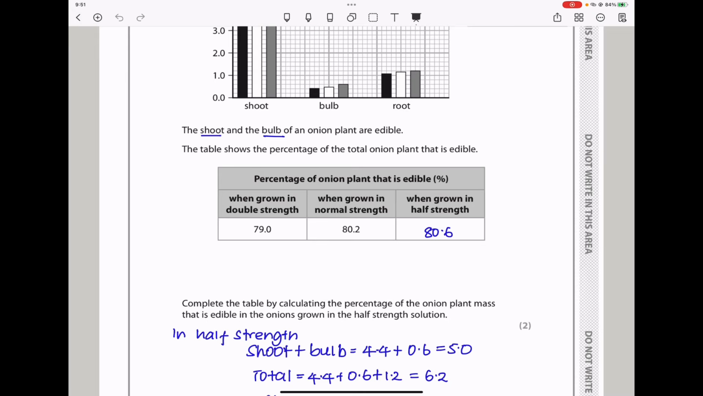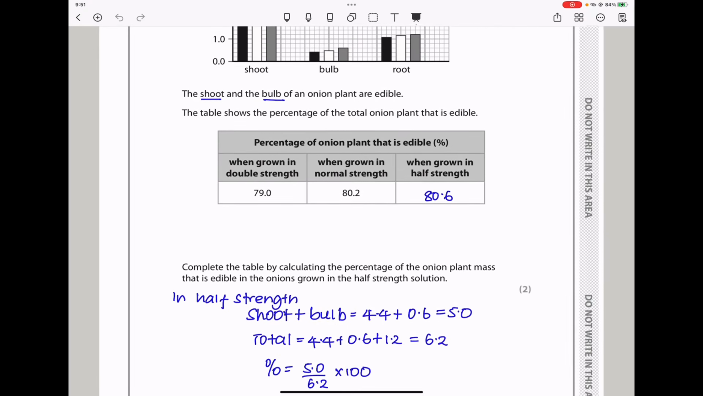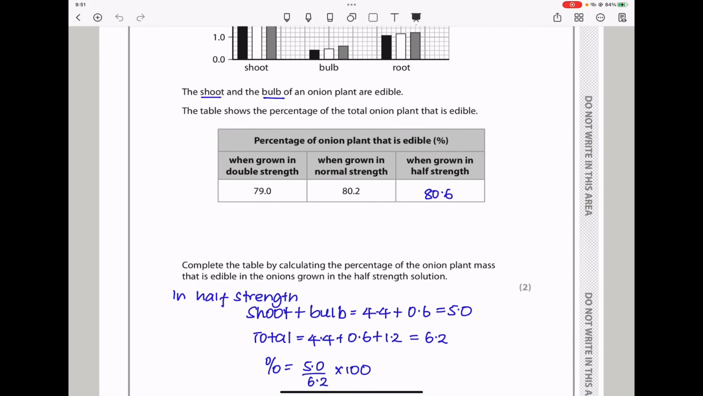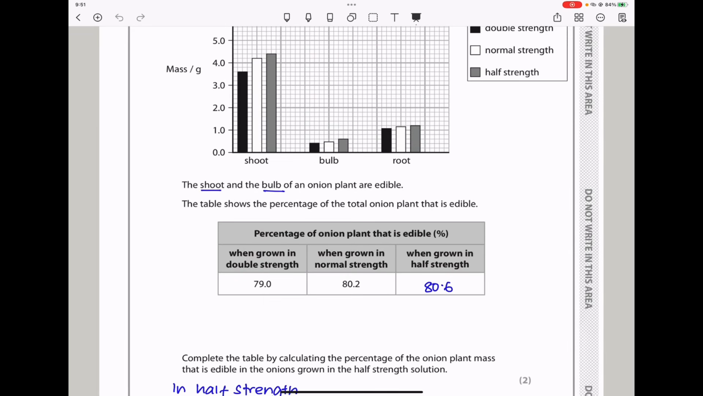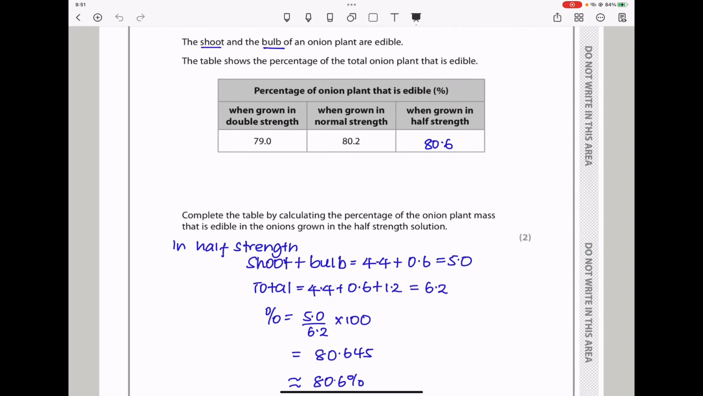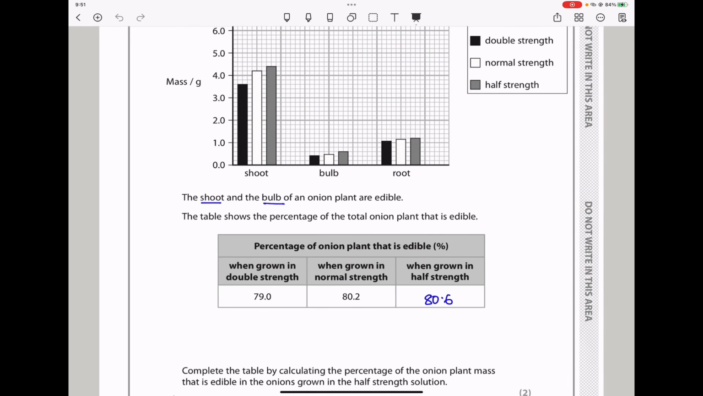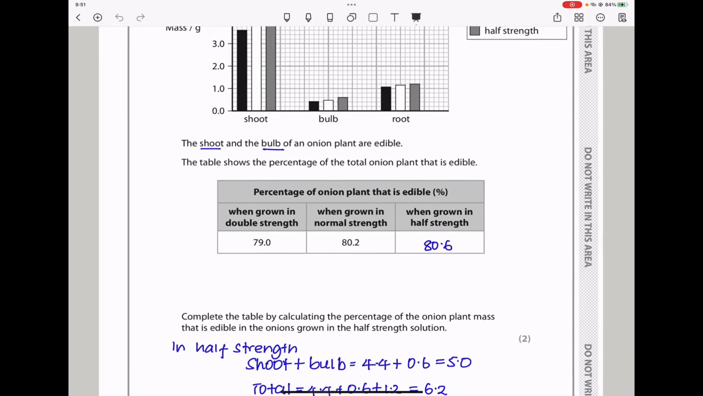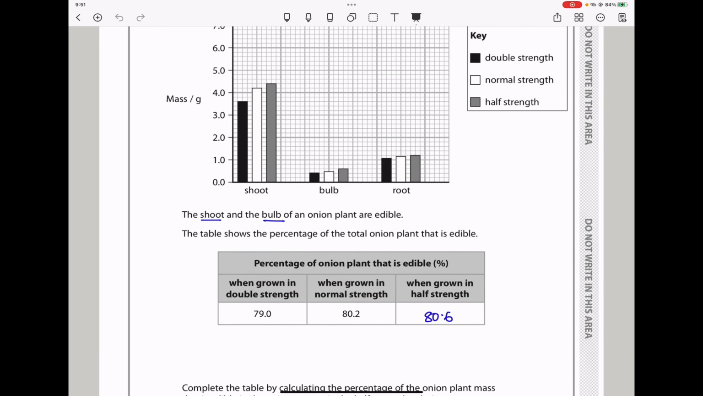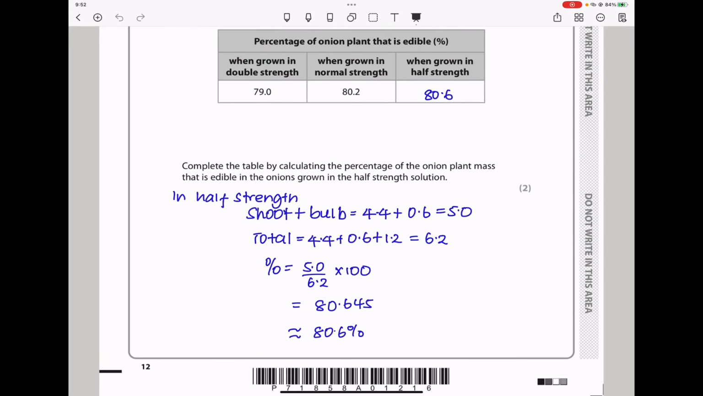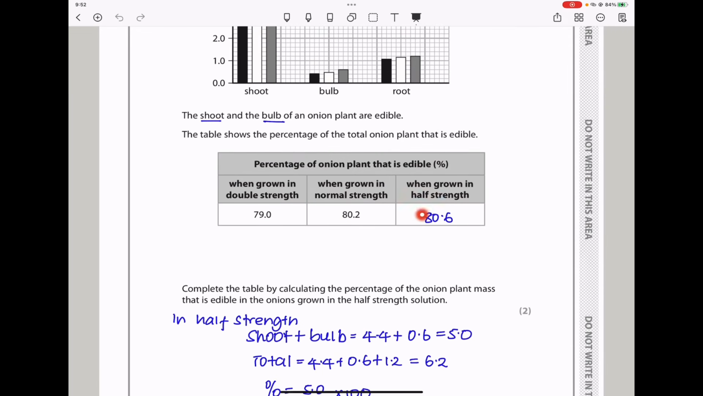So for the shoot, I came up with 4.4, which we have here. And then there is 0.6 in the bulb. So adding these up is going to give me 5.0. And then the total will be that plus that plus that. So it's going to be 4.4 plus 0.6 plus this one here, which is 1.2. So the percentage should be what is edible divided by the total times 100, which gave me about 80.6% to 3 significant figures. And this was my answer here.